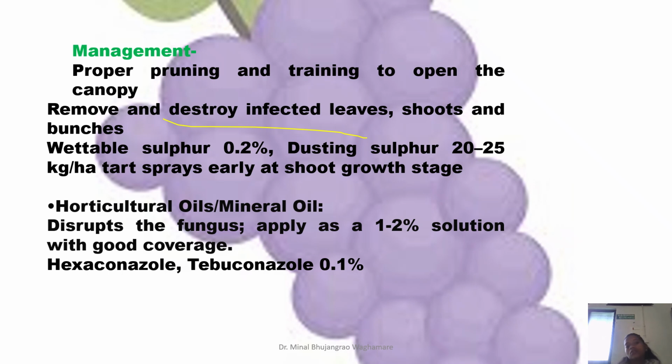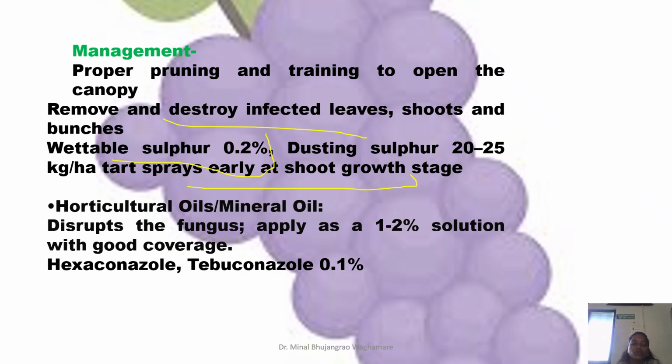And if there is a powdery mildew, major management is wettable sulfur or sulfur-based fungicide can be used. That is wettable sulfur 0.2% and dusting sulfur 25 kg per hectare. Spray at the early shoot growth stages.